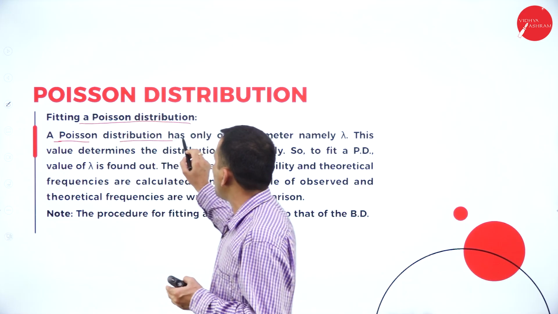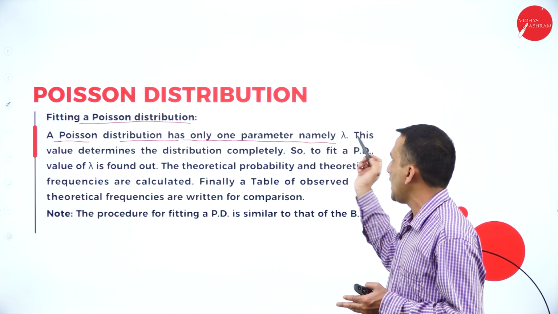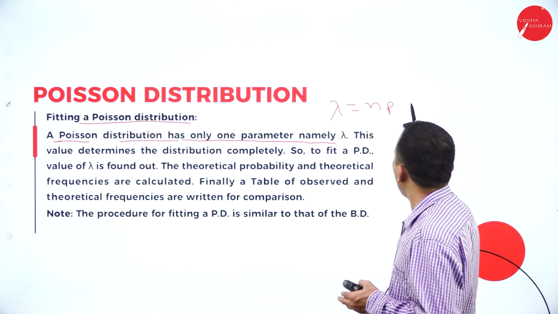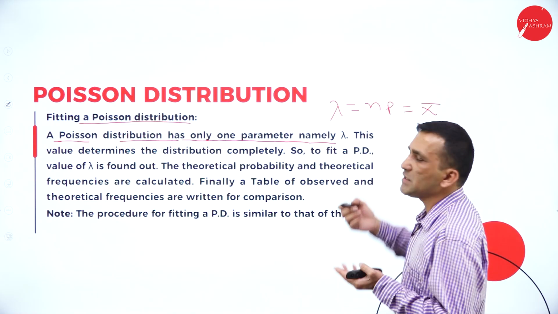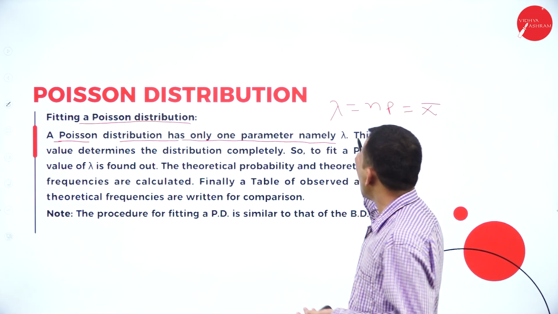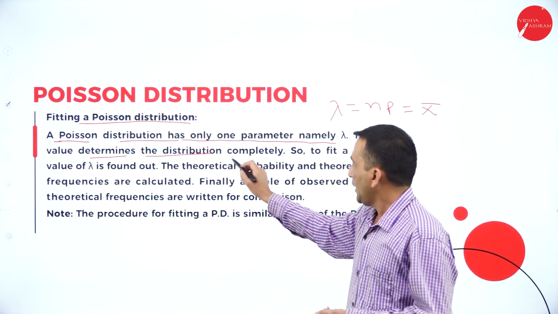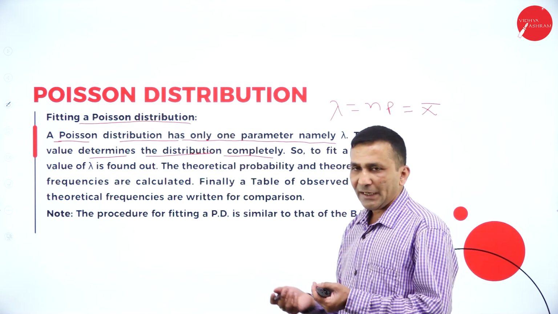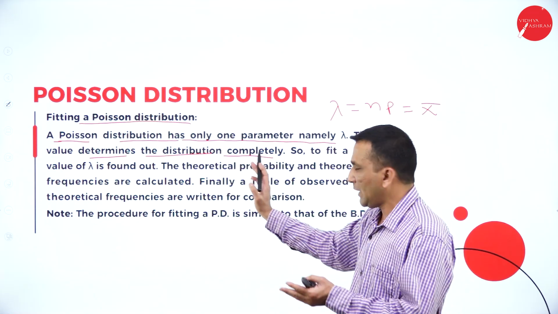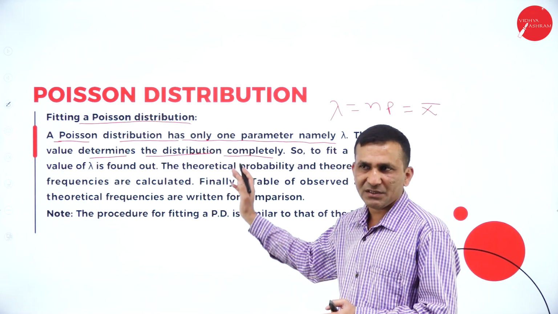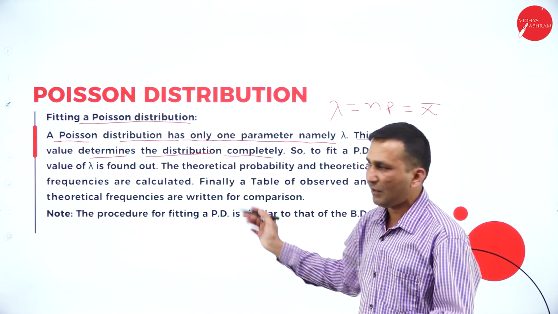A Poisson distribution has only one parameter, namely lambda. If you try to extend, lambda is nothing but np. You can also write it as x bar. Both are the same, the average. So this value completely determines the distribution. Whenever you calculate the distribution, according to the probability mass function required by the question, we need to find the lambda value.